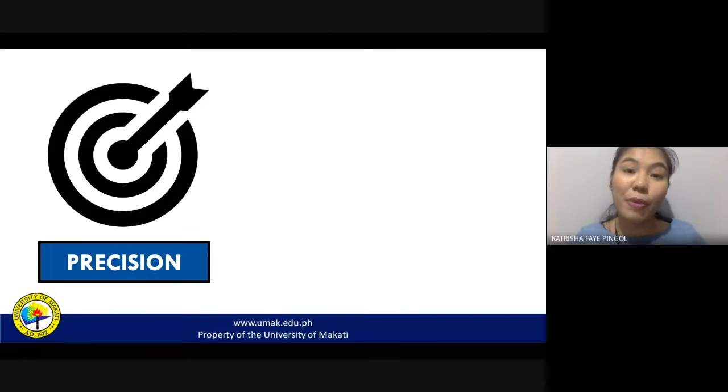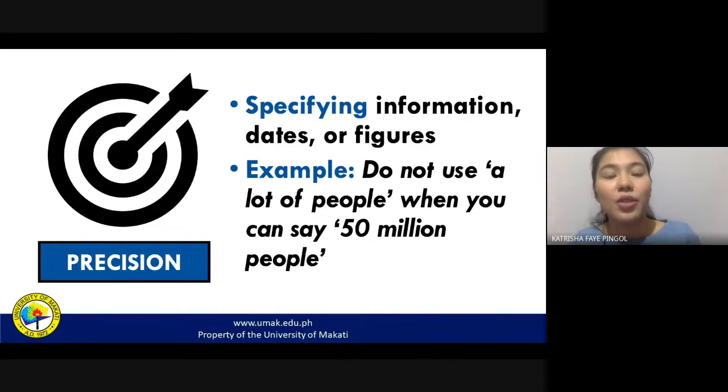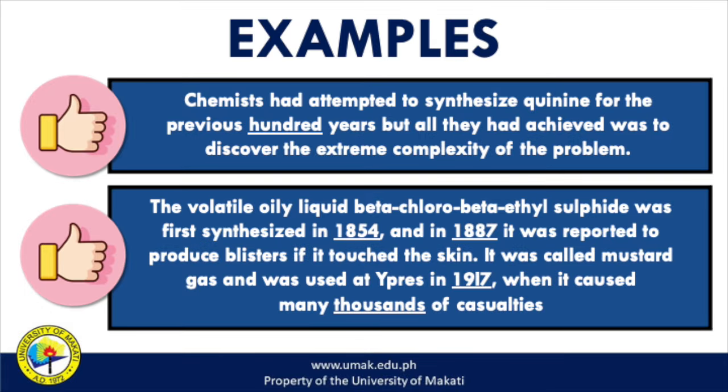Next aspect of professional and academic language use is precision. When we say precision, it refers to the writer or the speaker specifying information, dates, or figures. So take for example, instead of saying a lot of people, you can say 50 million people. You can give an exact number. That is precision. Here are some examples.